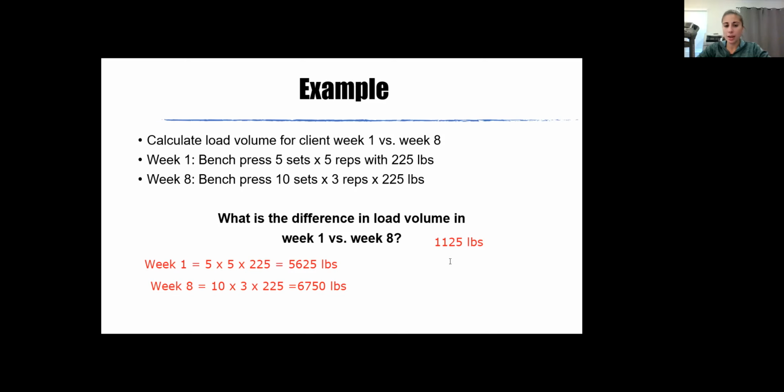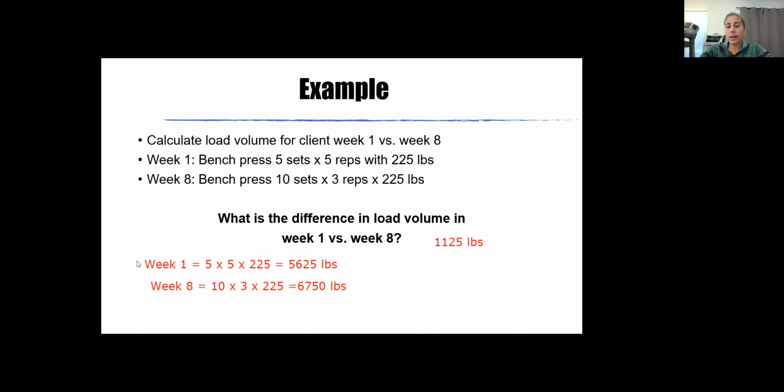So it depends how we're manipulating the programming. Are we increasing load? If we increase load, then we're probably going to have to decrease the repetitions a little bit. Are we going to keep the sets the same? So just all things to consider. Again, this is more what we would focus on in PT2 a little bit, but just keep in mind, understanding what load volume is and how to calculate it.